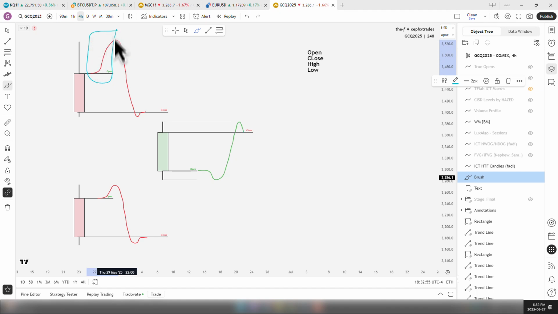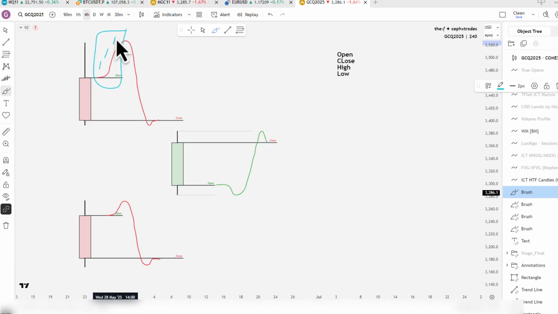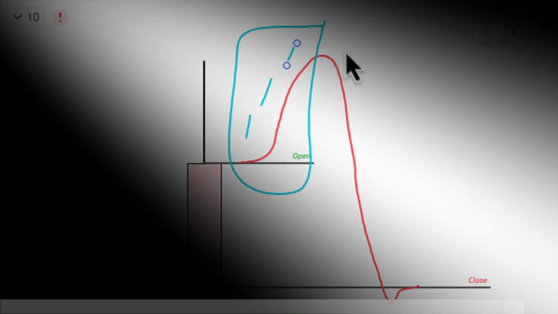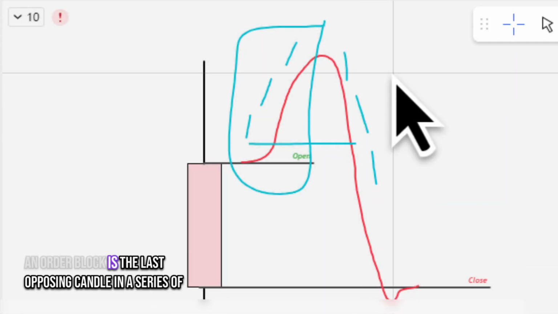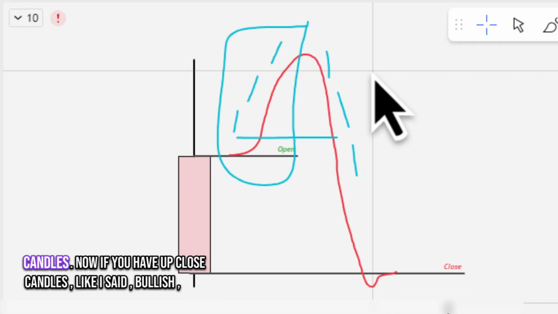This first part of the bearish candle move has to be made up of bullish candles, right? And then it switches to bearish candles, changes delivery state, and then continues to go lower. Based off of that idea, you have the concept that wicks are order blocks, because an order block is the last opposing candle in a series of candles.